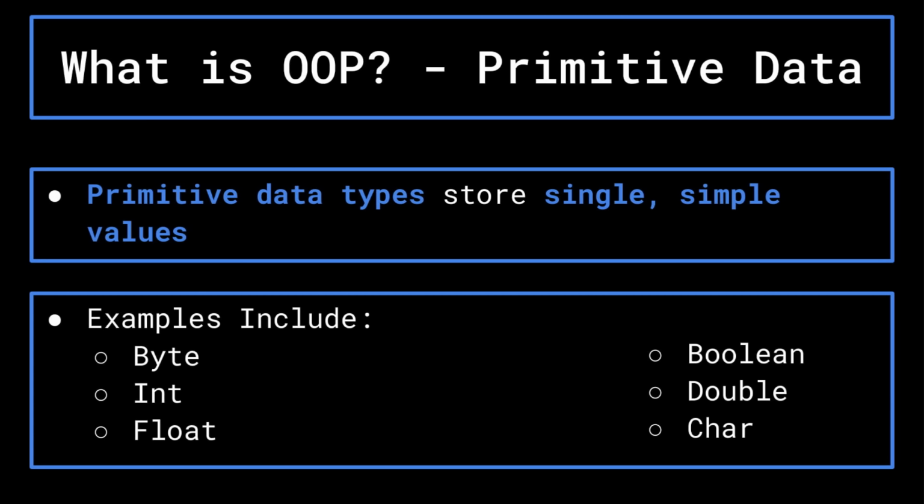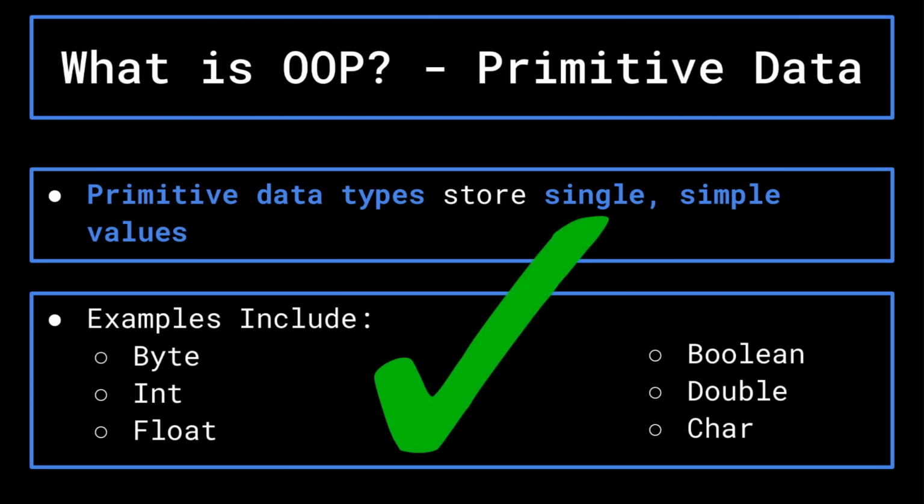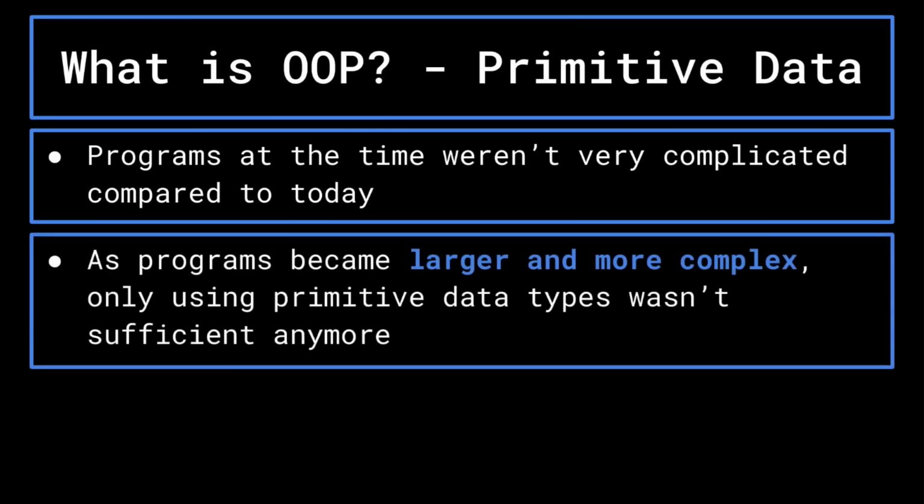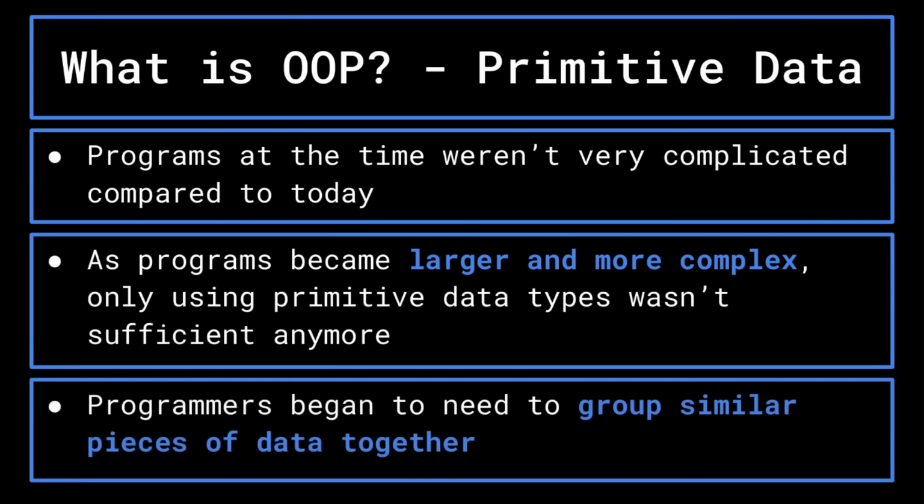And for a while, when programming was still developing, this was just fine. Many programs being written at the time weren't complex by today's standards. Thus, programmers could get away with only using these primitive types. However, as programs became larger and more complex, primitive data types weren't really cutting it anymore. Programmers began to want to group variables of similar type together. Why would this be useful?